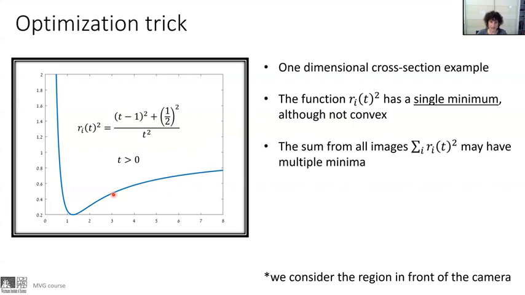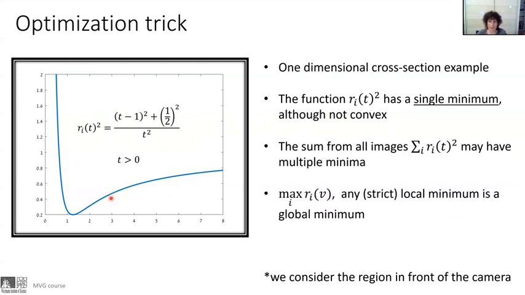But if I take a sum of such simple functions, I'm going to get multiple minima. However, if I take the max over such functions, I'm going to show you that any local minimizer is also a global minimizer. So this is the benefit that we are going to have. Instead of working with summation, we are going to work with the max, okay?